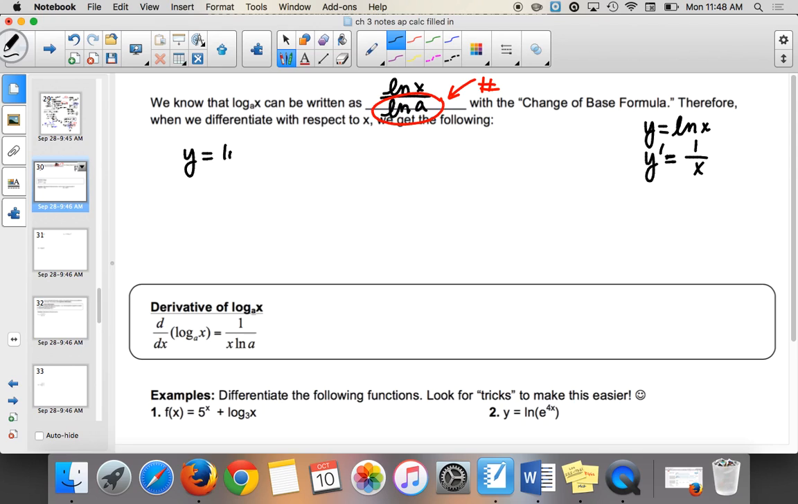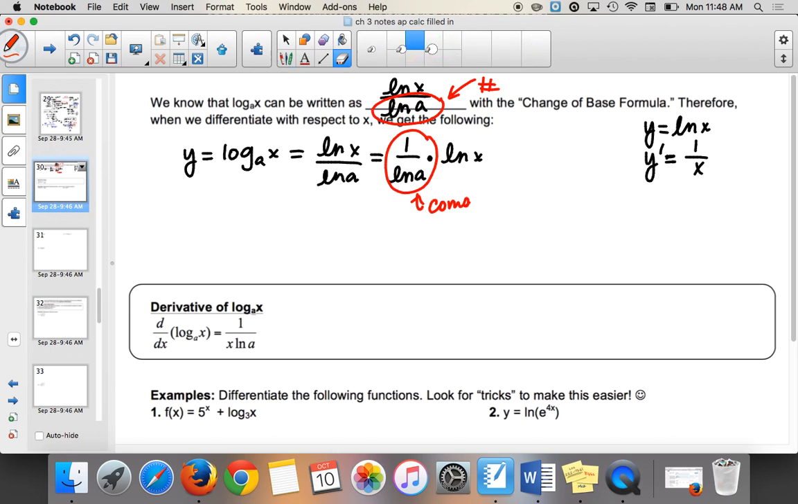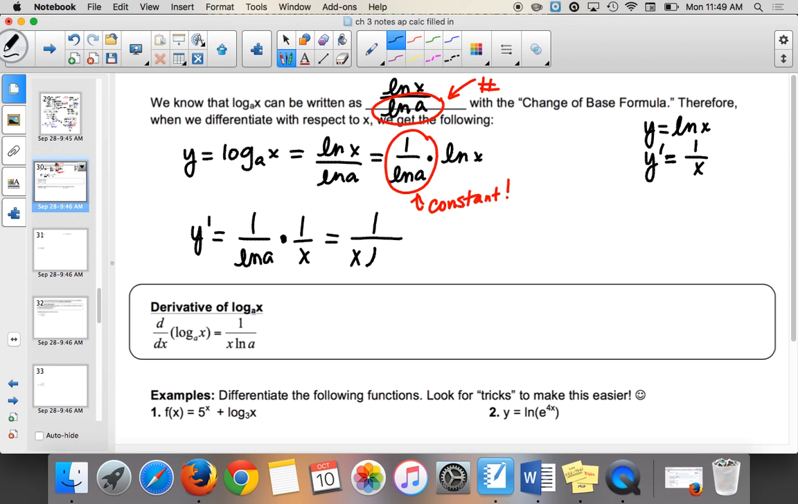If I have log base a of x, and I rewrite it as natural log of x over natural log of a, then I think of this as just a number out front: 1 over the natural log of a times natural log of x. This is all just a constant. With constants, we just leave it out front, because if we did the product rule, the second part of the product rule would be 0 anyway. So I have 1 over natural log of a times the derivative of natural log of x. What's the derivative of natural log of x? 1 over x. So we write this all together as 1 over x times the natural log of a.